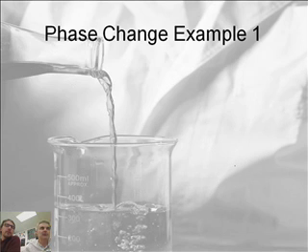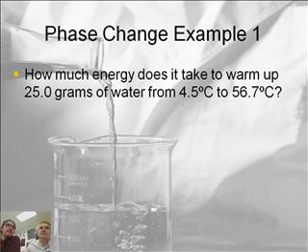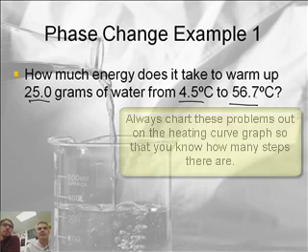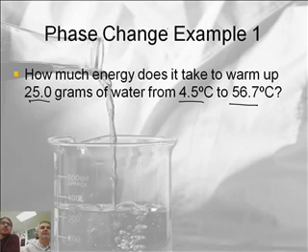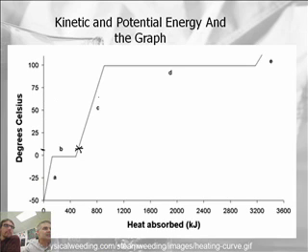Okay, let's do an example. Example 1. How much energy does it take to warm up 25 grams of water from 4.5 degrees to 56? Can we throw that on the graph and see where? I think it's important to always start there. Now this is water, and if I'm at 4.5 degrees, that would be about right here. And I'm going to go to what temperature? 56.7. 56, so I'm going to go from here to here. It's a heated up deal, so the only thing we have to do here is Q equals MC delta T.